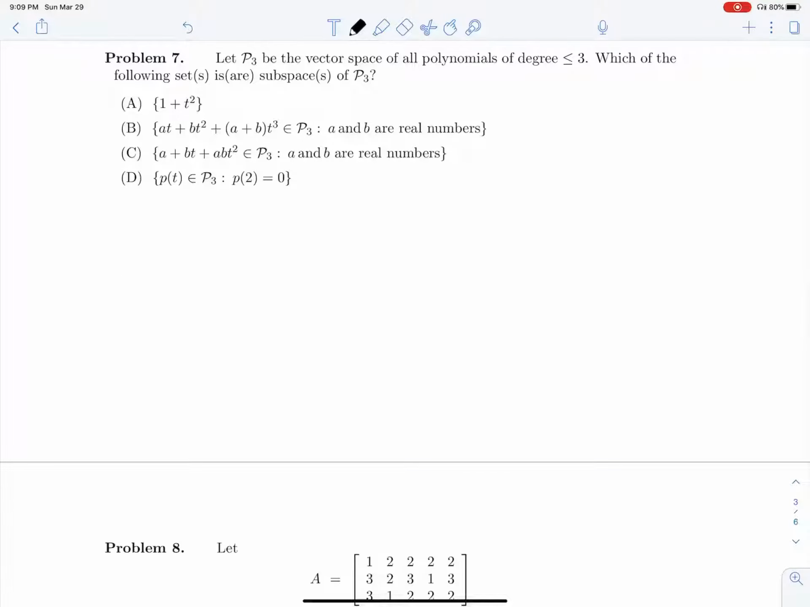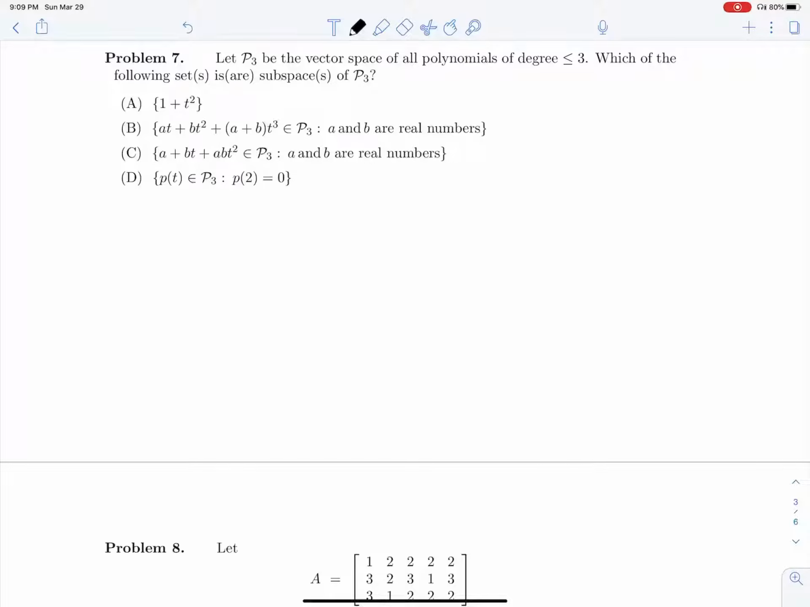Problem 7, this is one that a lot of people had some questions about, and so did I. I had to get answer choice C explained to me, but now I'm pretty sure everything is clicked. We'll see about that. Let P3 be the vector space of all polynomials of degree less than or equal to 3. Which of the following sets, it could be one, could be multiple, is or are subspaces of P3?